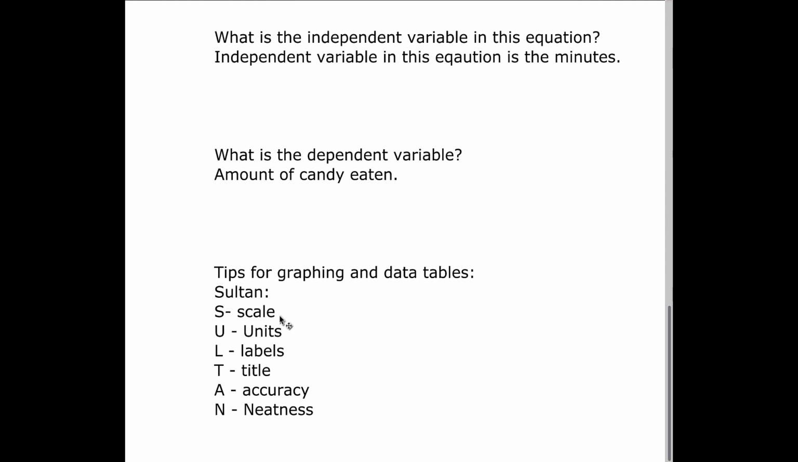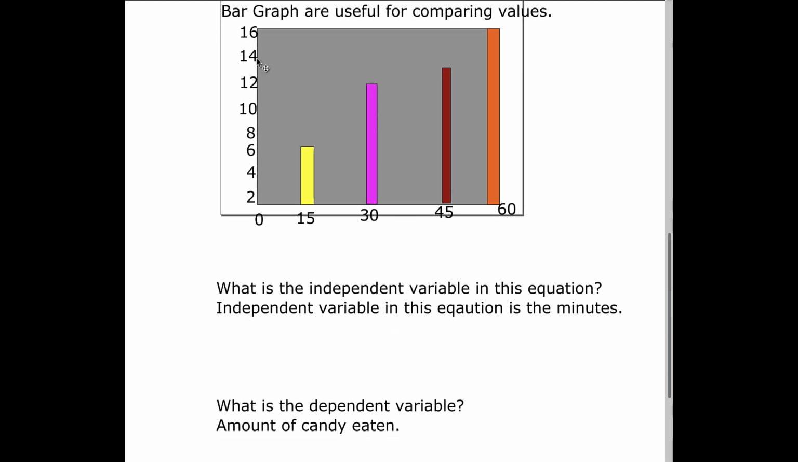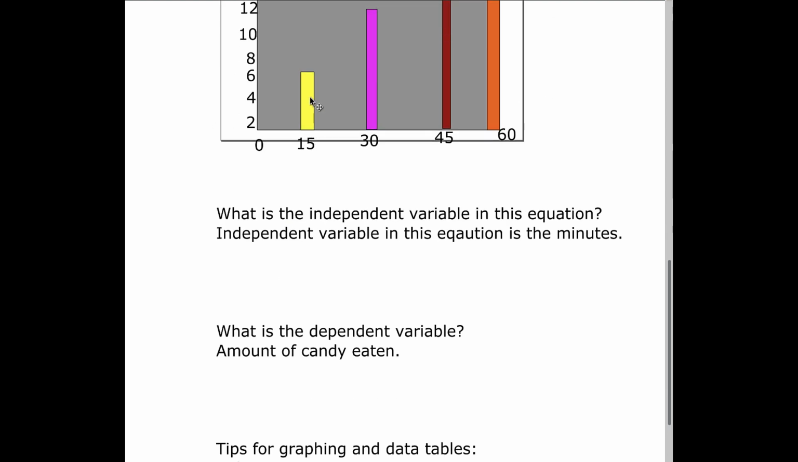And some tips for graphing and the data tables to make sure you're correct and that you have all the stuff to make it, so you wouldn't get marked down or be less accurate. So it's called SULTAN. SULTAN stands for scale, units, label, title, accuracy, and neatness. So if we look for the scale, this is the scale. Normally it feels like a line graph. It has lines across it, and that's the scale. Or in this case, it's this right here, showing how high and how low.